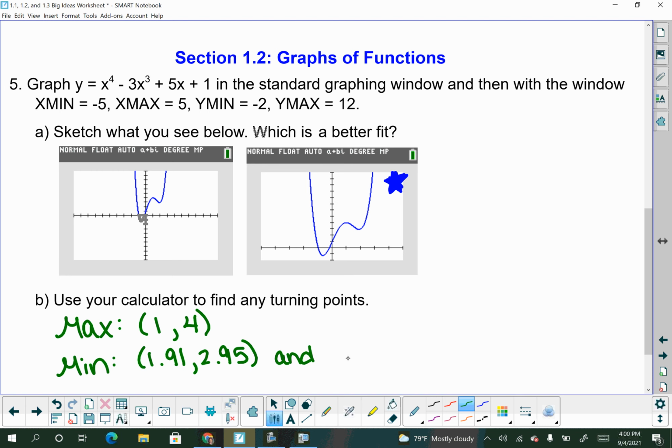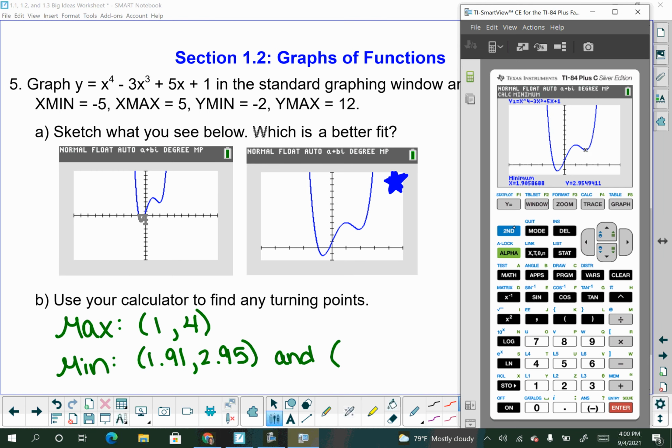And then we need to do it one more time. Second, calculate, minimum. And then we want to go over to the other little valley that we've got on this graph. First thing I need to be is on the left. Oops, I went too far. Here we go, on the left side of it. Hit enter. The right side of the valley. Enter. Enter one more time. Again, rounding to 2 decimal places, (-0.66, -1.25).